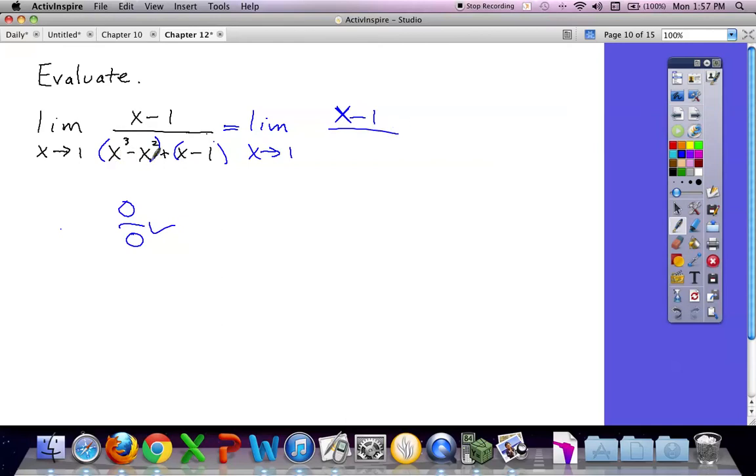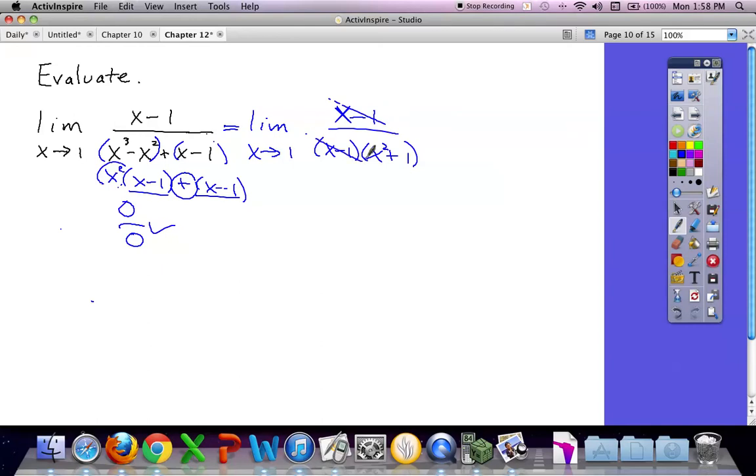What's in common between x to the third minus x squared? X squared, right? And if I factor x squared, I have x minus 1 plus x minus 1. So you can factor x minus 1 out of both of those. And what's left is x squared plus 1. Okay, now you recognize that there is a common factor, x minus 1. So you cancel it.